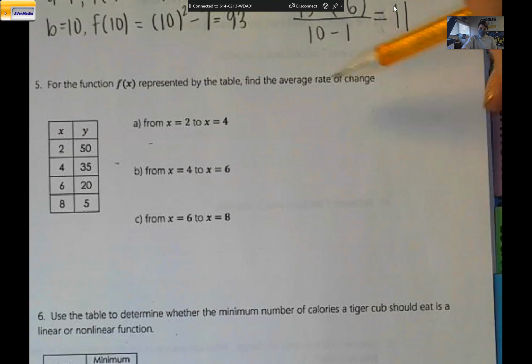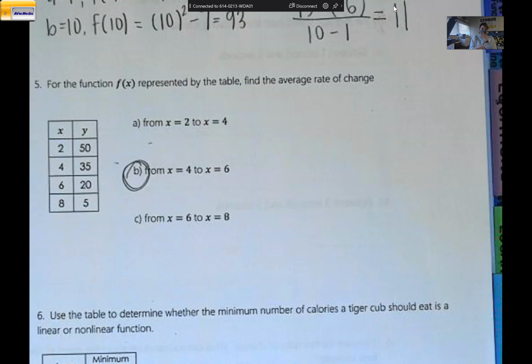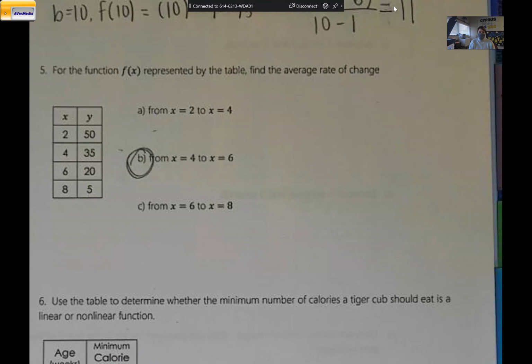Okay, so I want you to do 5B. Do 5B on your whiteboard. You can skip A and C, but do 5B. Just in case you didn't know, he said. Whiteboard. Well, you can just write your answer on the whiteboard if you want.